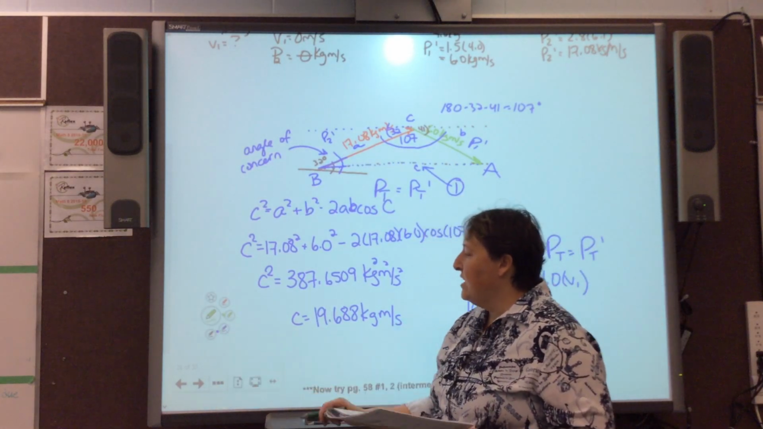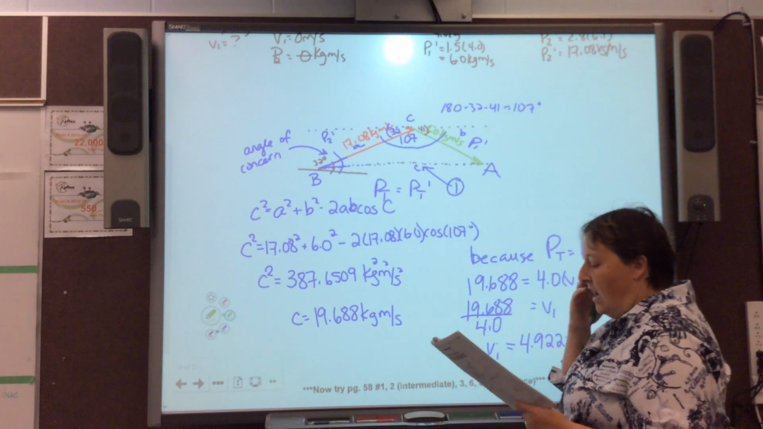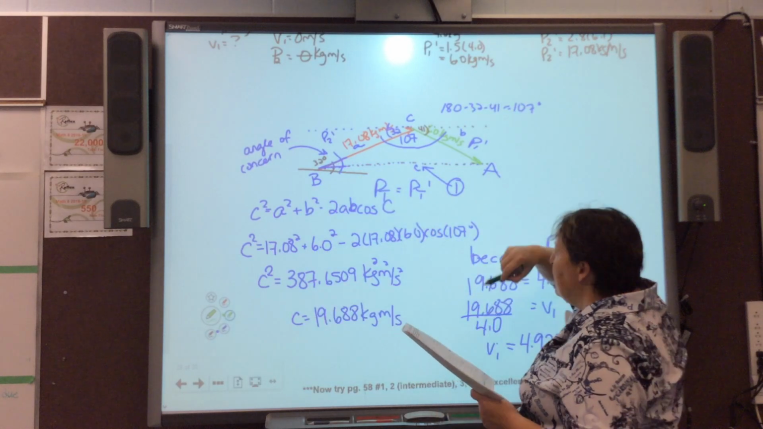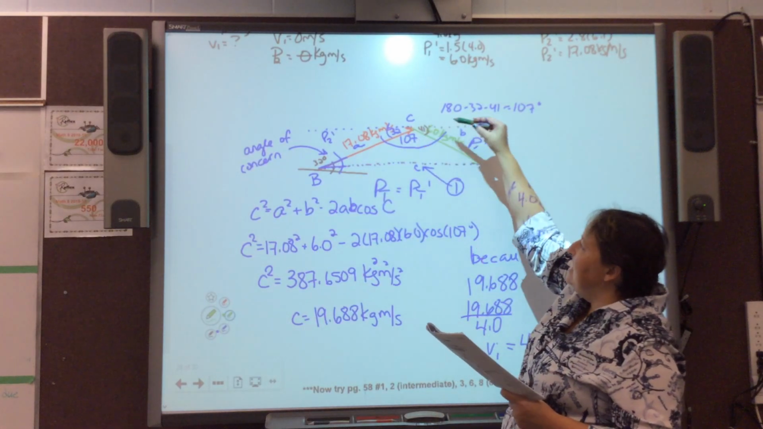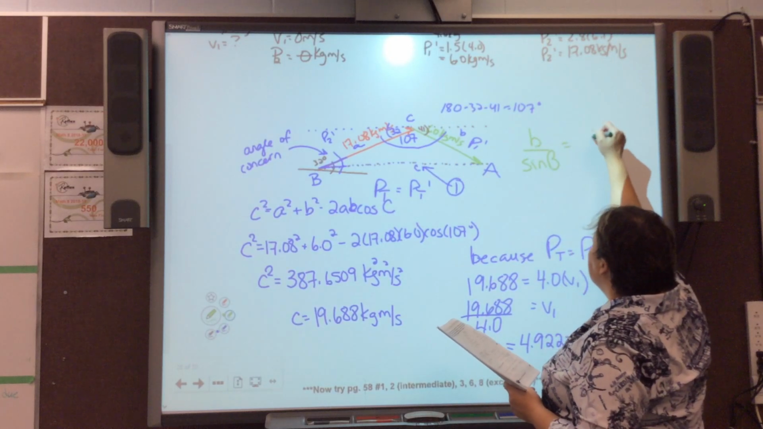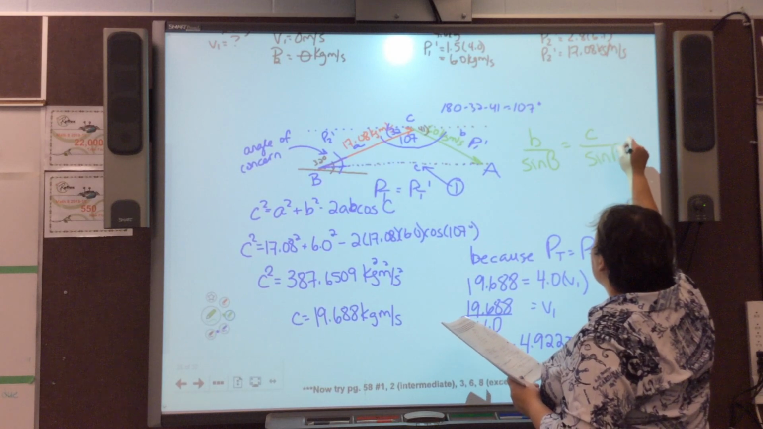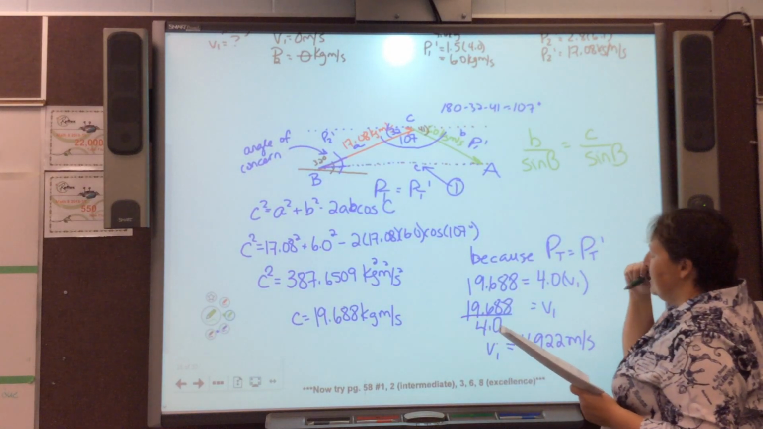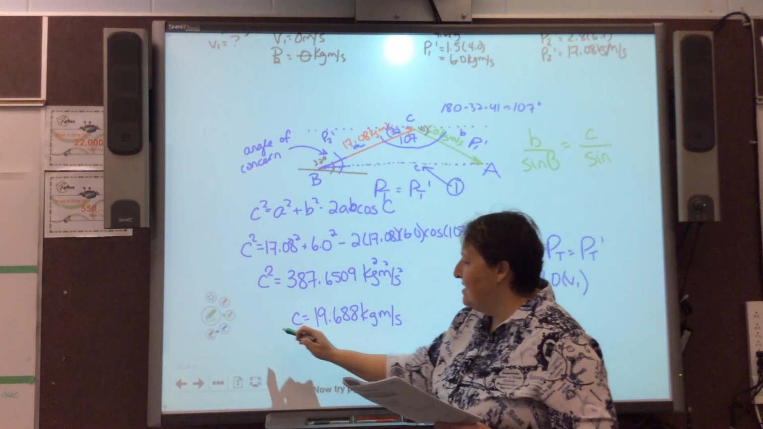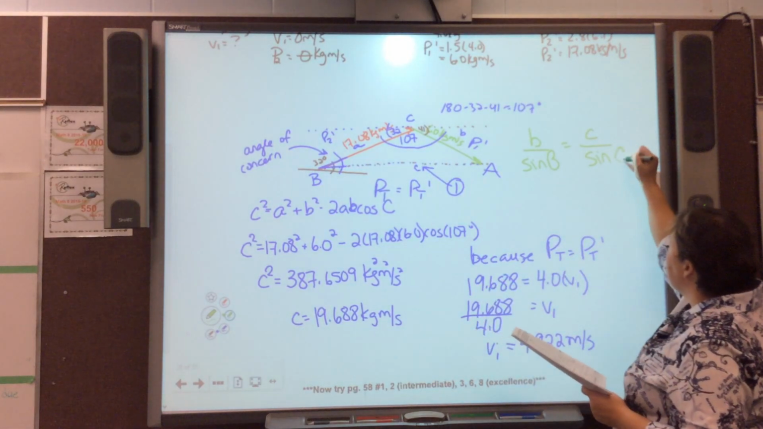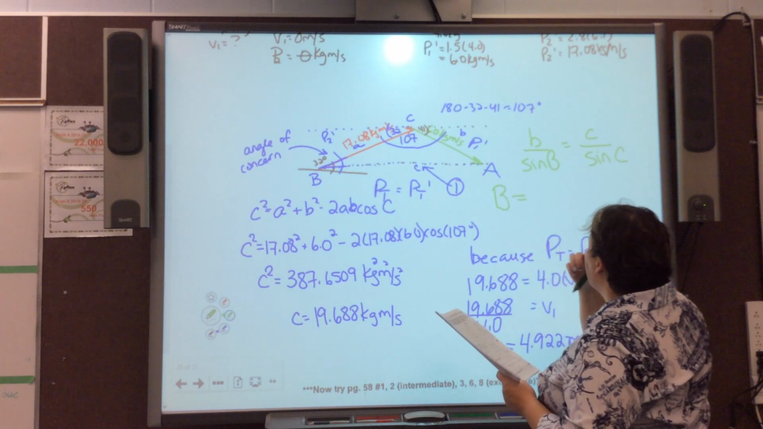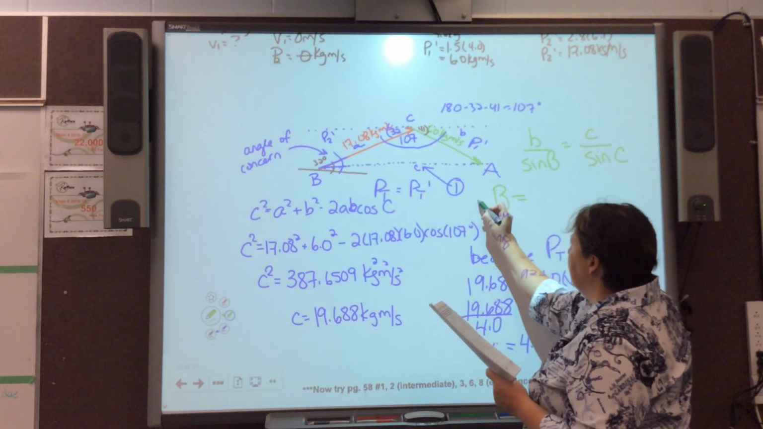Direction. So we're going to continue on with the sine part of it. We are looking for this angle here, capital B, and we have this angle here, C, so we're going to use B over sine B is equal to C over sine C. Sine C, thank you.